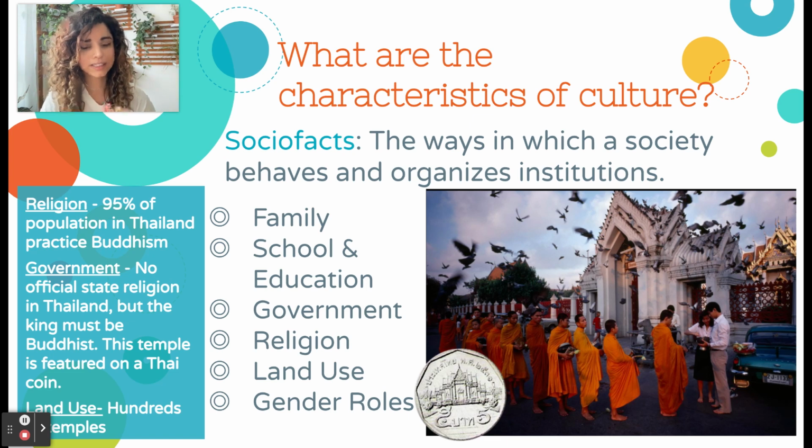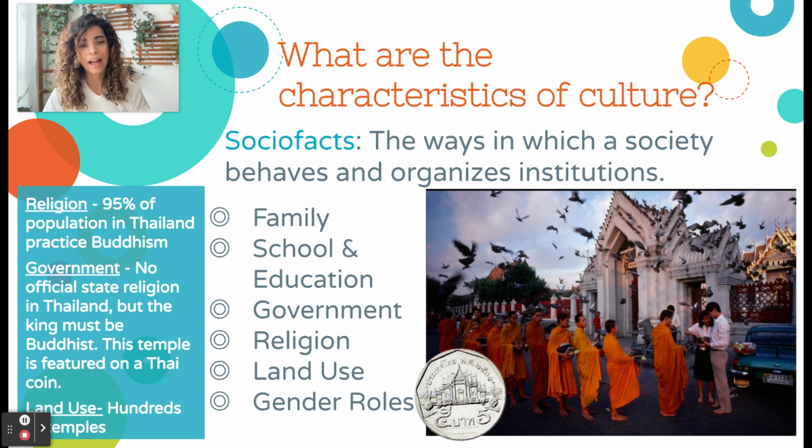So, still with this same image, the religion of Thailand is about 85% Buddhist. That would be one of the sociofacts of this culture. In terms of government, there's not an official state religion, even though the vast majority of people claim Buddhism. The king of Thailand must be Buddhist. And we also see this intersection between government and religion with this coin. This temple is actually pictured on this coin, which tells you a little bit about what that culture values. And in terms of land use, there are hundreds of Buddhist temples all around Thailand.